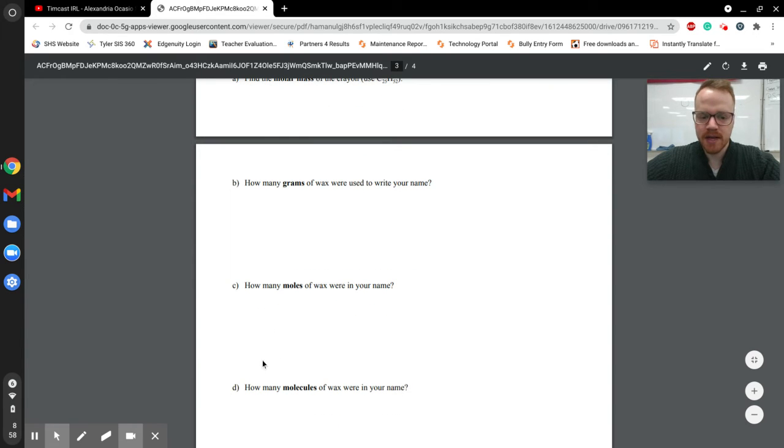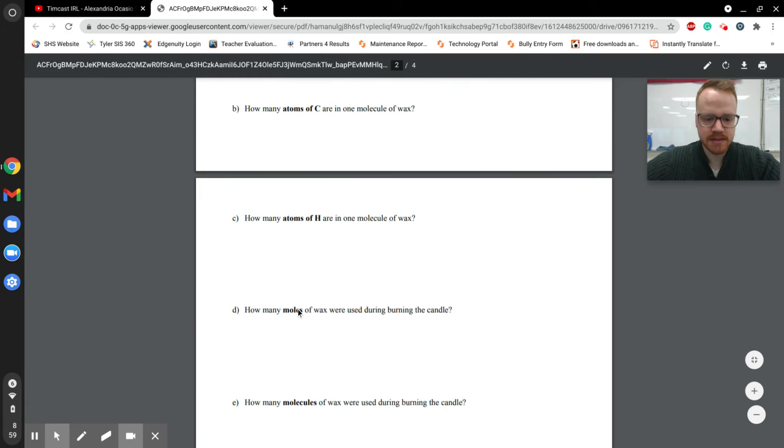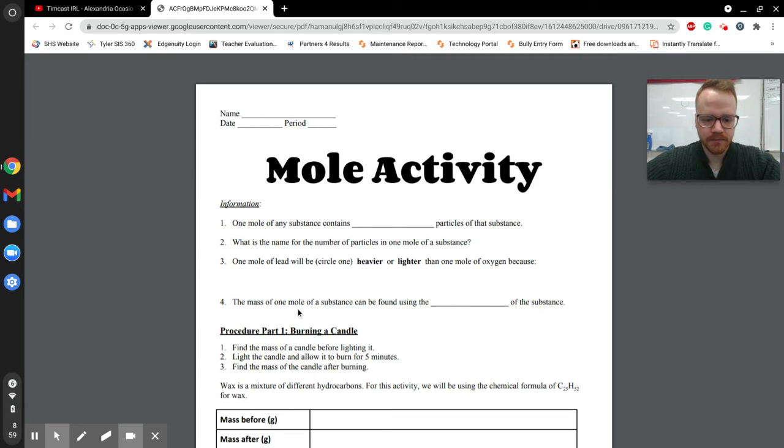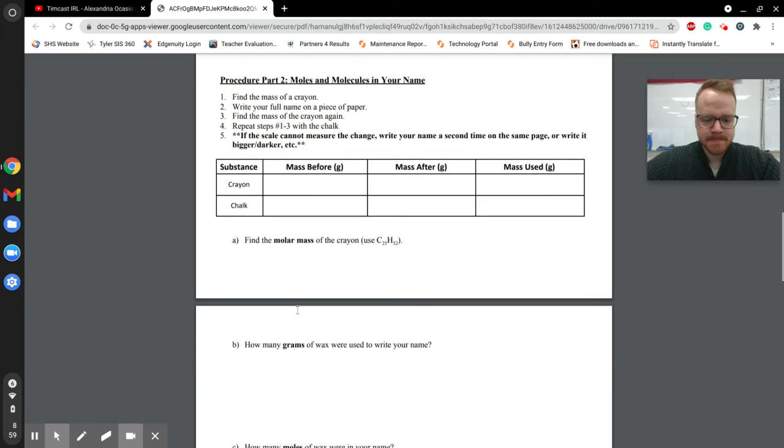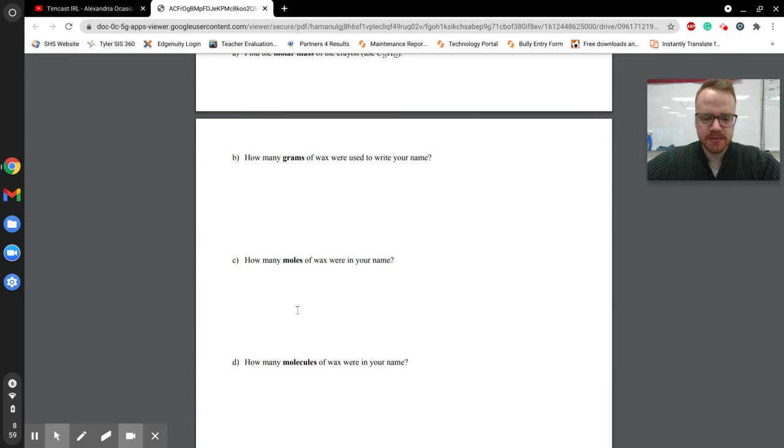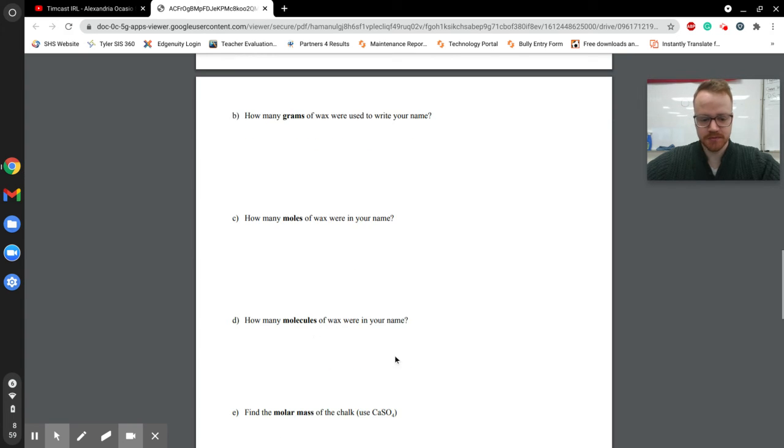C and D are the same as, was it C and D for part 1? Not C and D, but D and E. So C and D in part 2 is just like D and E in part 1. Start off with the mass that you calculated, the mass that you measured, the difference of mass, the mass used for both, in this case for the wax from the crayon. Use the difference in mass, start there for both C and D. Okay, so for C, it's like mass to moles. D is like mass to particles, in this case, molecules.